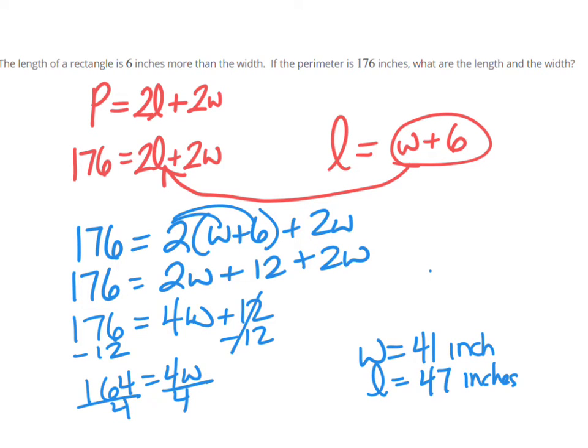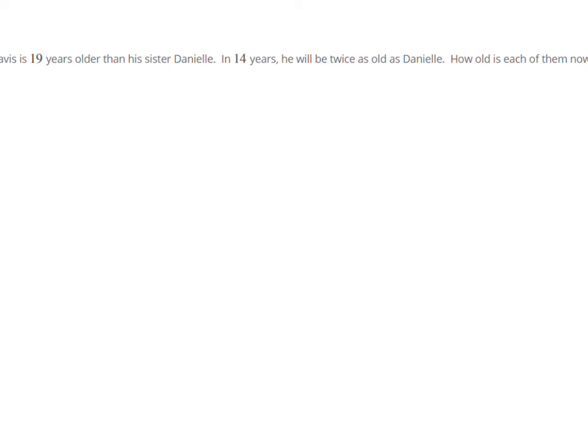All right, let's keep going. All right, here's an age problem. There's so many different types. I've still got like 3 more problems to do. There's so many types of these. Okay, Travis is 19 years older than his sister Danielle. In 14 years, he'll be twice as old as Danielle. How old is each of them now?